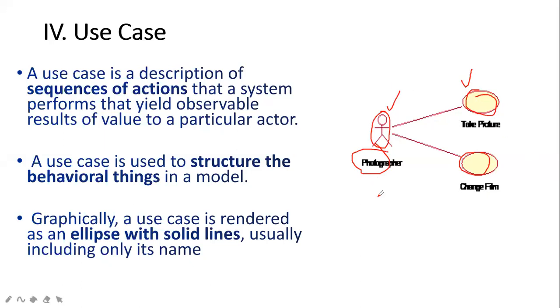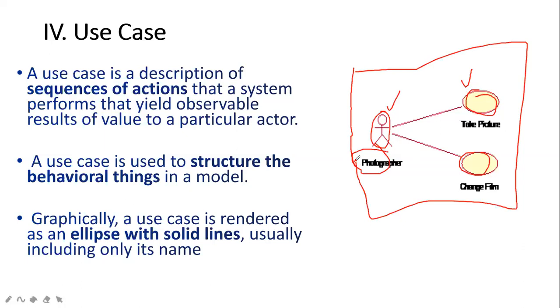Now, this is used to define the structure of a behavior in a model. That means this is the behavior of the photographer, who is going to take pictures and change the film, and it represents the complete structure of this behavior. You can easily understand that this is the complete structure of this behavioral thing in the model. So that is what we have written.